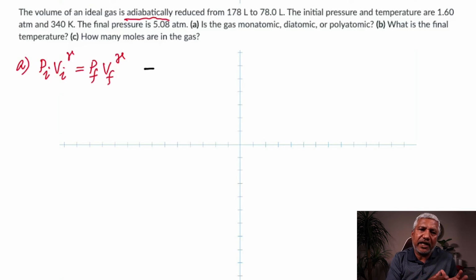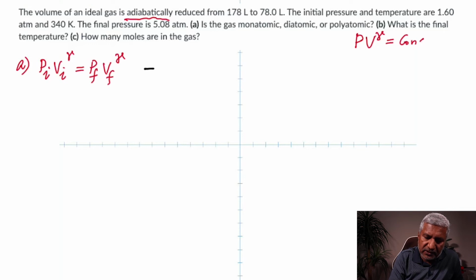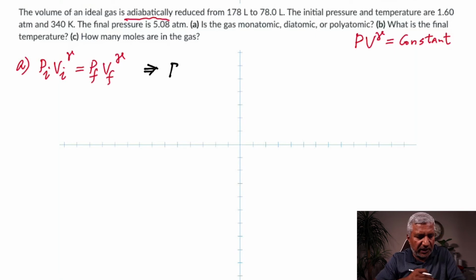But when it comes to an adiabatic process, look at how it changed. Hopefully, I can write safely here. P, pressure times volume raised to gamma is a constant. This is the adiabatic equation. So pressure times volume raised to gamma is a constant. Okay, so that's why I've used that.